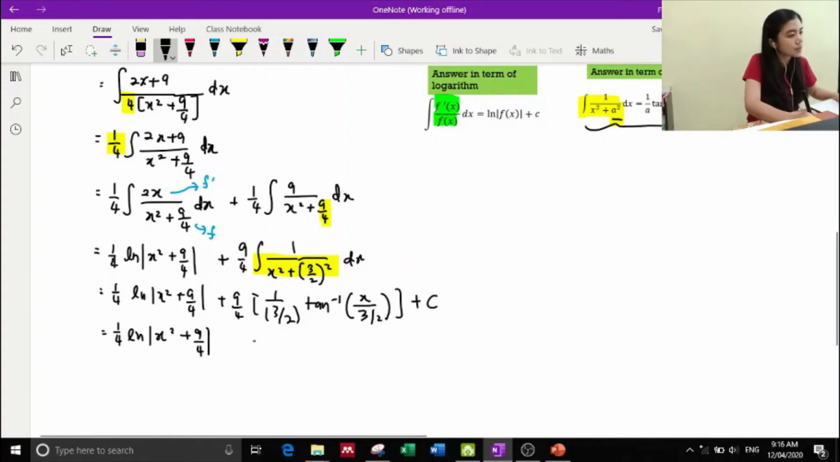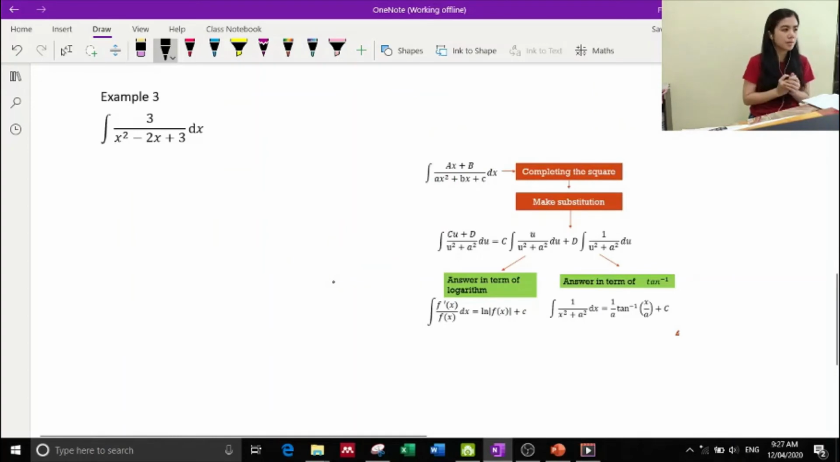So you have the 9 over 4, multiply with 1 over 3 over 2, then that gives you 3 over 2. And the tangent inverse, you will have 2x over 3 plus c. So that is the answer for example 2.